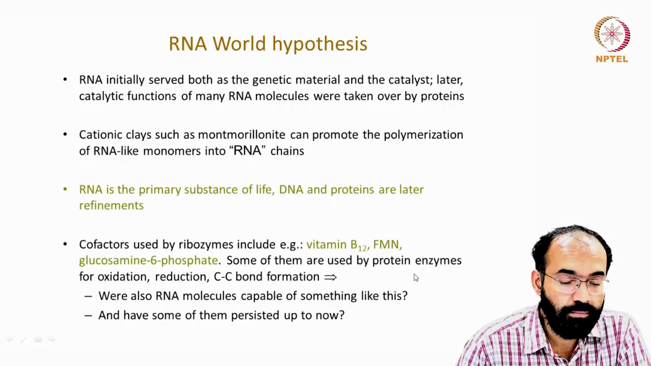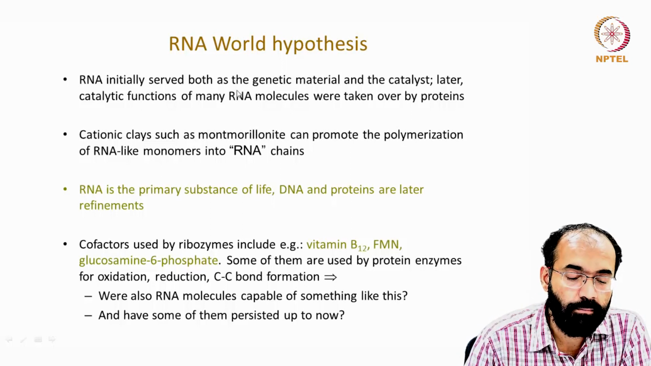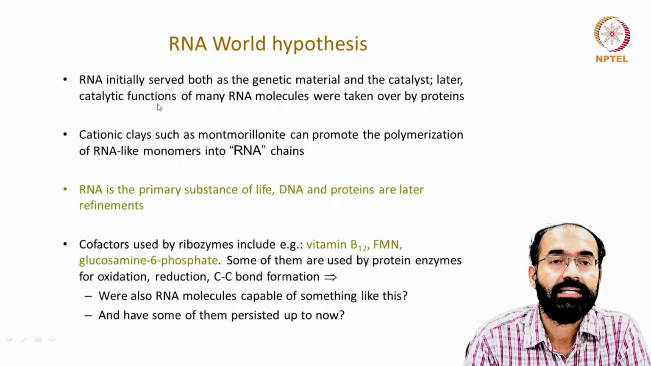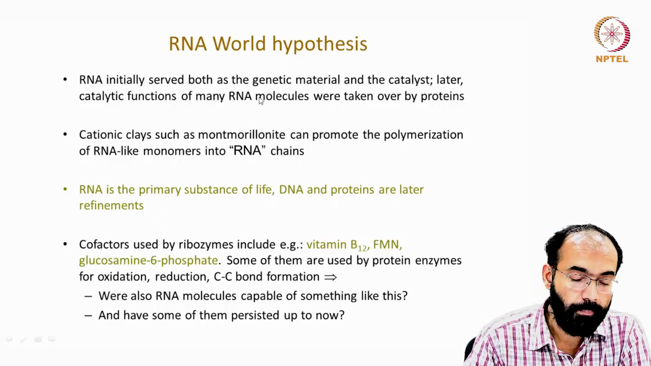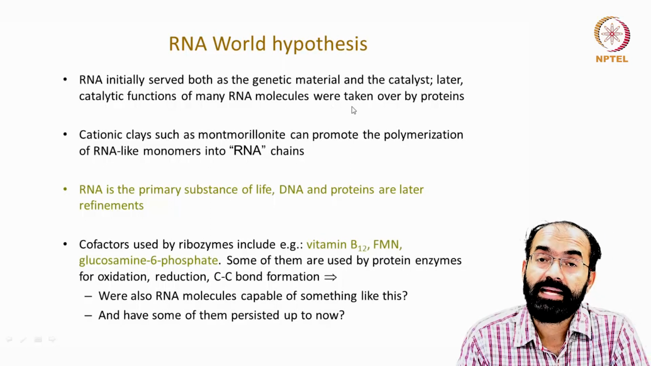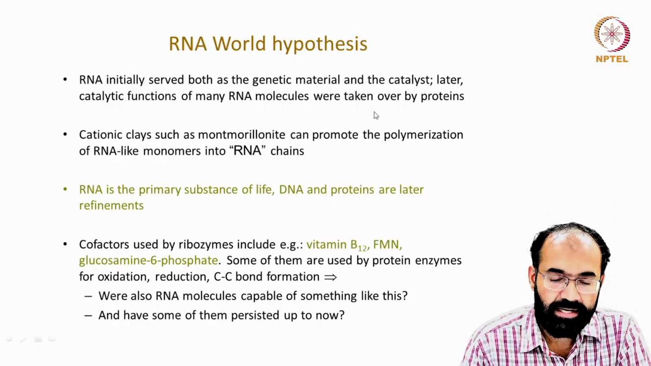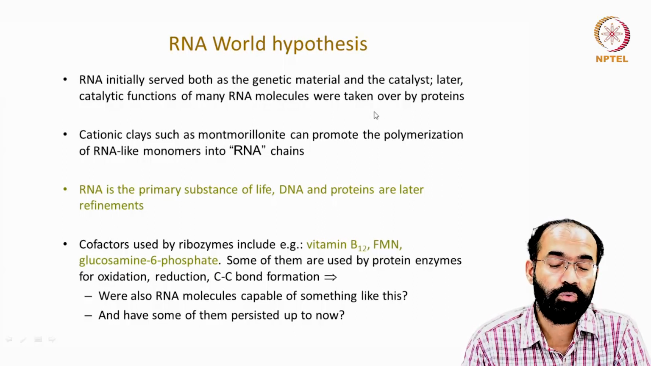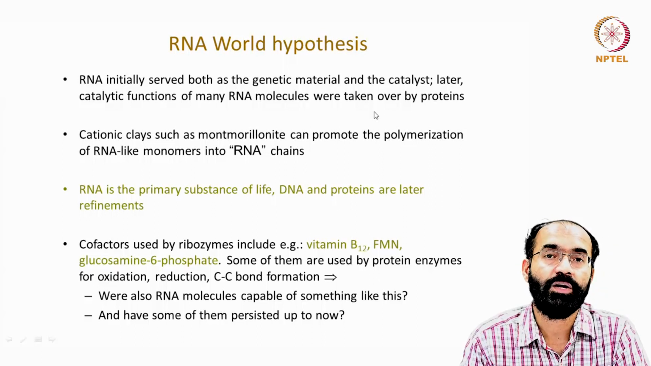Now, coming back to the RNA world hypothesis. RNA initially served both as a genetic material and catalyst. Later, the catalytic function of many RNA molecules was taken over by proteins as a convenience, because proteins can adopt much more diverse structures and have about 20 amino acids to play with, unlike the ribozyme. So hence proteins became quite handy.